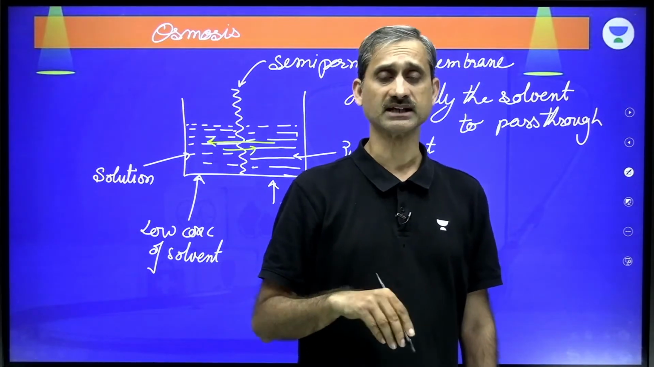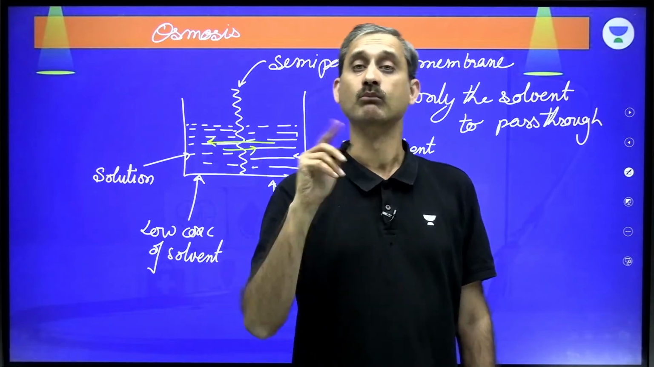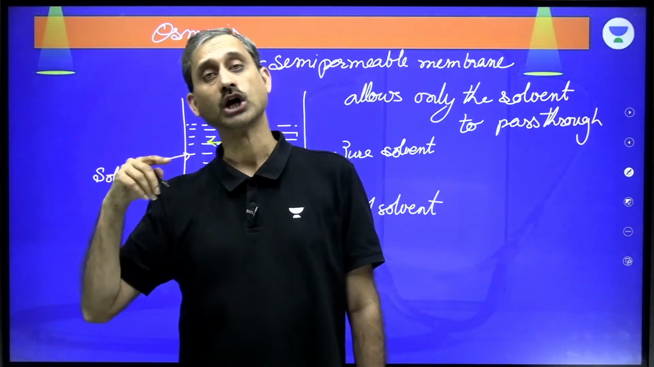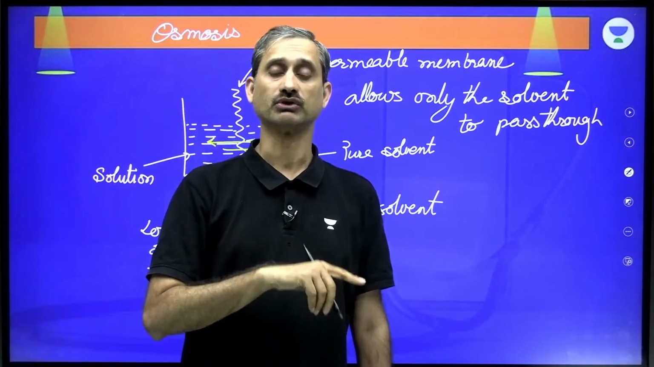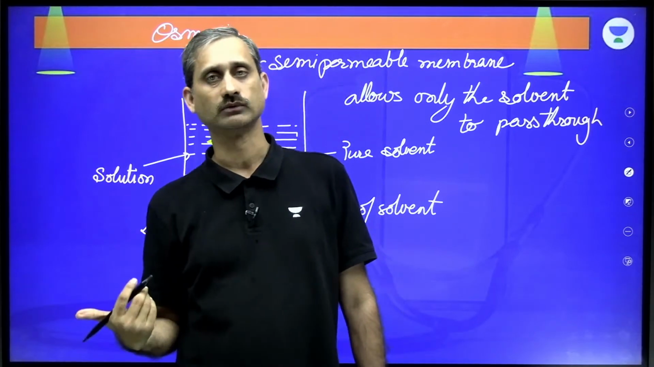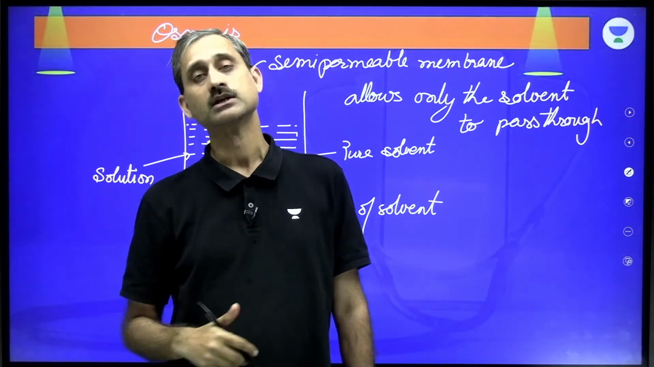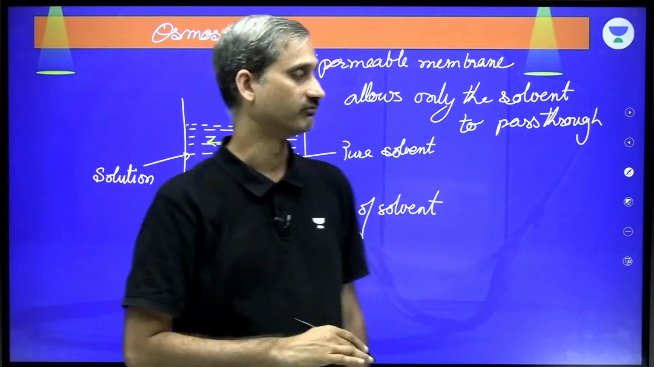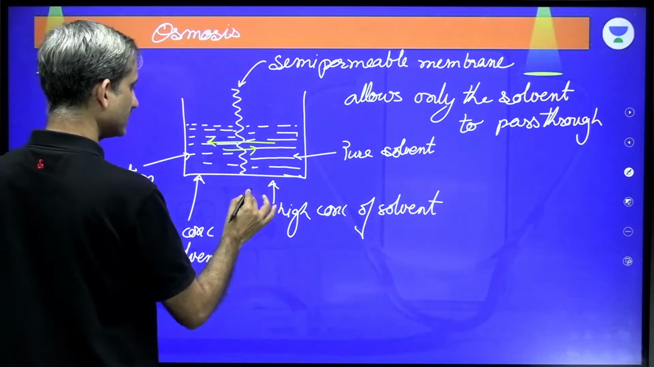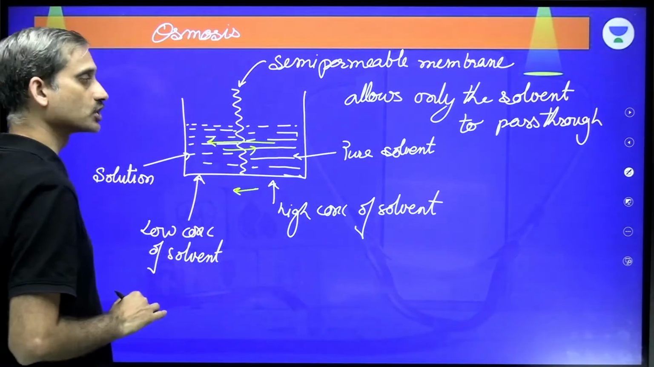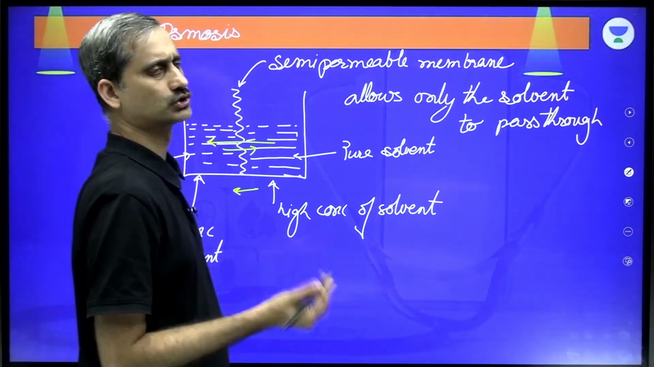The movement of the solvent particles is taking place in both the directions, but it will be more from the solvent side to the solution side rather than from the solution side to the solvent. So the net movement is from the pure solvent to the solution side.